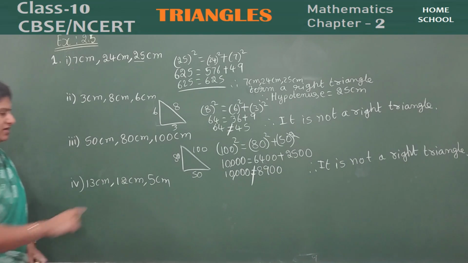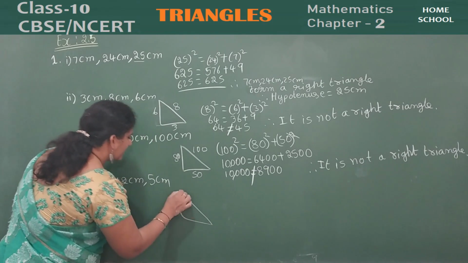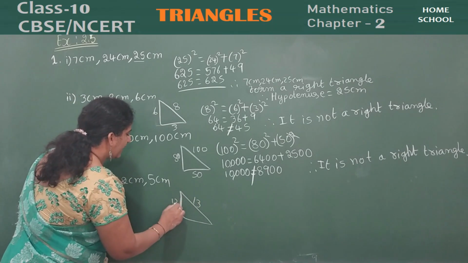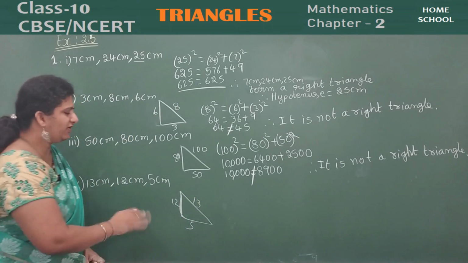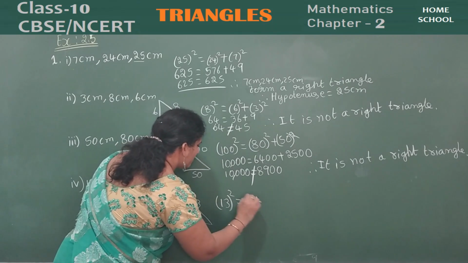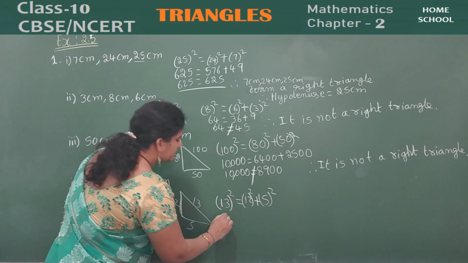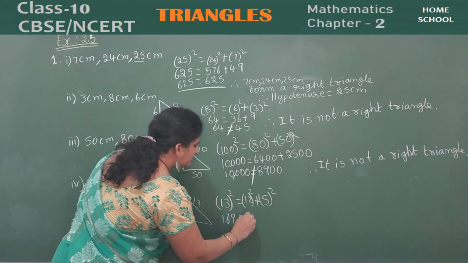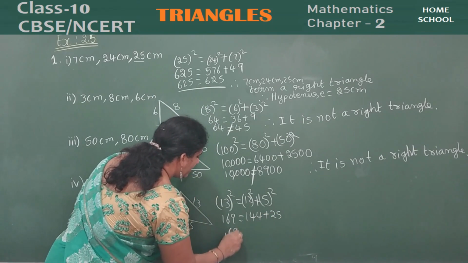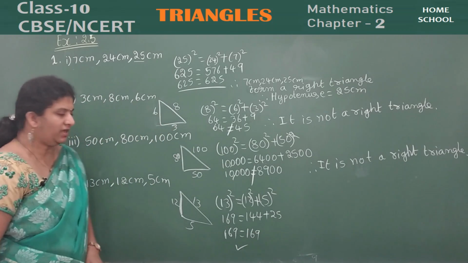Then let's see the last one. 13 centimeters, 12 centimeters, 5 centimeters. Again, you imagine a triangle here. Biggest one 13, right? 13, 12, 5. Okay, just roughly we take like this. Then again, hypotenuse square is equal to the sum of the squares of the other two sides. 13 13s are 169, 12 12s are 144, 5 5s are 25. So 169, if you add, you are going to get 169.